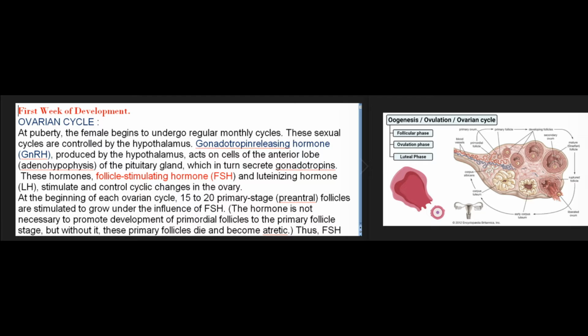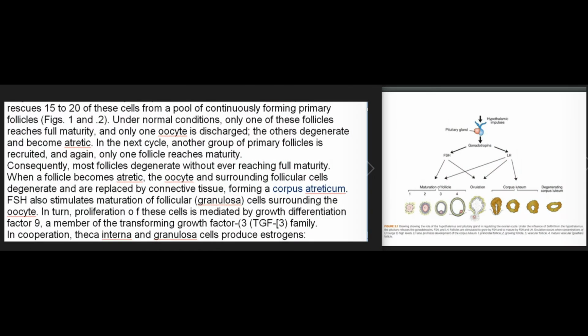in turn secrete gonadotropins. These hormones, follicle-stimulating hormone, FSH, and luteinizing hormone, LH, stimulate and control cyclic changes in the ovary. At the beginning of each ovarian cycle, 15 to 20 primary stage, preantral, follicles are stimulated to grow under the influence of FSH. The hormone is not necessary to promote development of primordial follicles to the primary follicle stage, but without it, these primary follicles die and become atretic. Thus, FSH rescues 15 to 20 of these cells from a pool of continuously forming primary follicles, Figs 1 and 2.